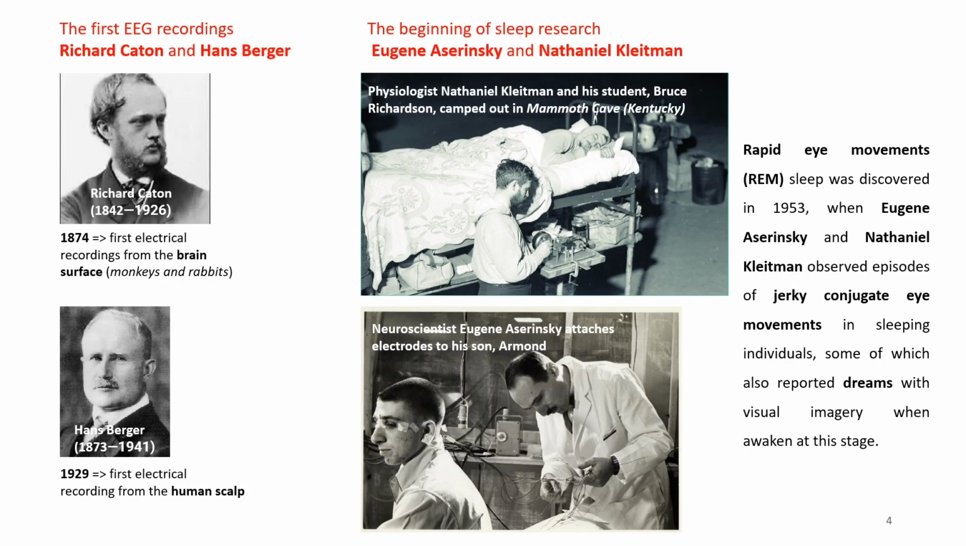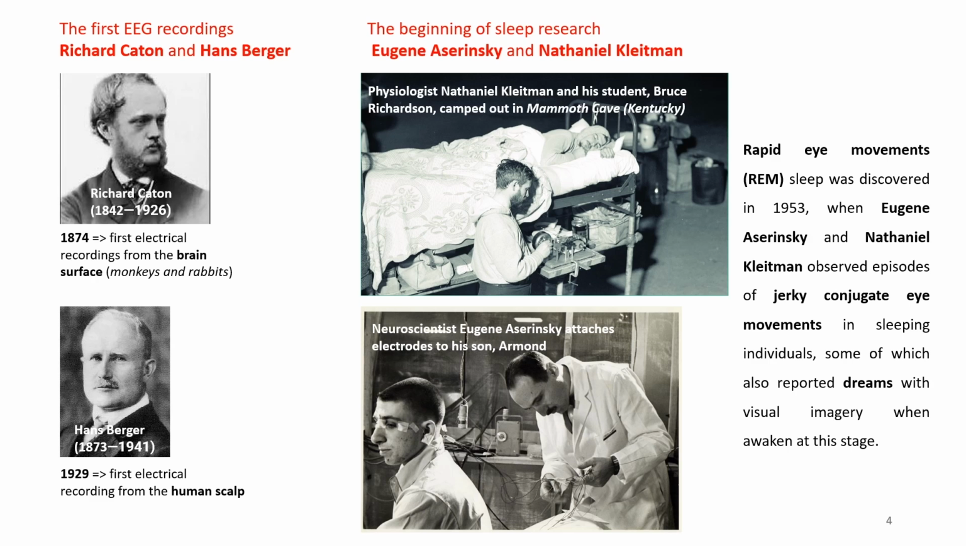EEG is widely used in sleep research, also called polysomnography. The first EEG recordings were obtained by Richard Caton from the brain surface of animal models, and subsequently Hans Berger managed to record the first electrical signal from the human scalp. And this technological advancement marked the beginning of sleep research.